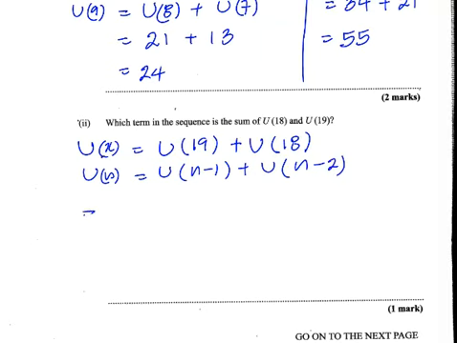So therefore, x minus 1 would be equal to 19. So therefore, let's keep it as x. The xth term is equal to 19 plus 1, which is 20. So it is the 20th term which is the sum of the 19th and the 18th term. Last part of the question.